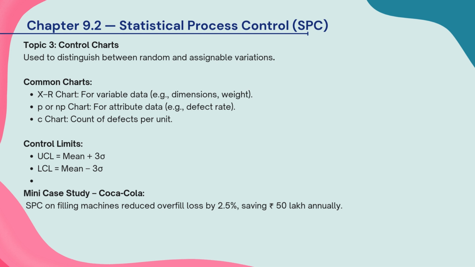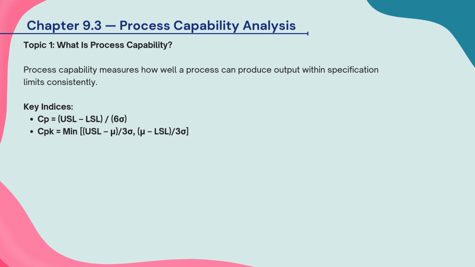The Coca-Cola case shows how SPC reduced overfill losses by 2.5%, saving nearly 50 lakh annually. Process capability tells us how well a process can consistently meet specification limits. Cp and Cpk are the key indices. Cp measures potential capability, while Cpk accounts for centering. If Cp is below 1, the process is not capable. Values above 1.33 indicate a capable process, and a Cp of 2 or more is considered world-class.